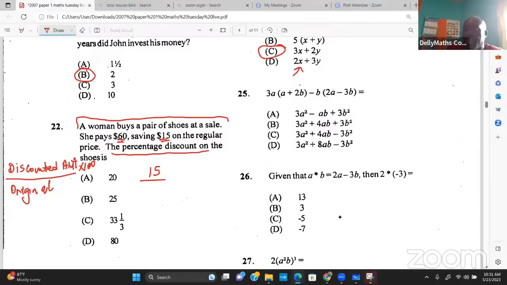She pays 60, saving that. So in other words, go back to what she really saw the thing for. She saw it for $75. So she saw it for $75. They took off 15 and sold her for 60. That's what the question is saying. We want to interpret that to understand.